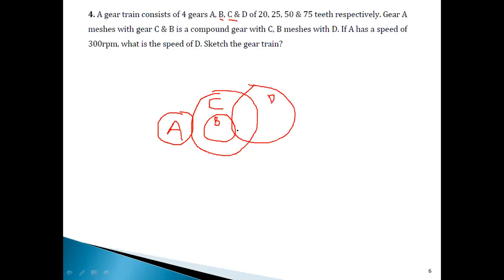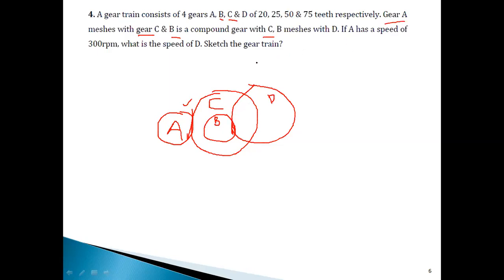So now check whether we are satisfying all the conditions. He says gear A meshes with gear C. If you observe here, gear A is meshing with gear C. Yes, we satisfied this condition. B is a compound gear with C. B and C are mounted on the same shaft. We have satisfied this condition also. Then he says B meshes with D. So this B gear meshes with D gear here. You can see here, which means B and D gears are meshing with one another.